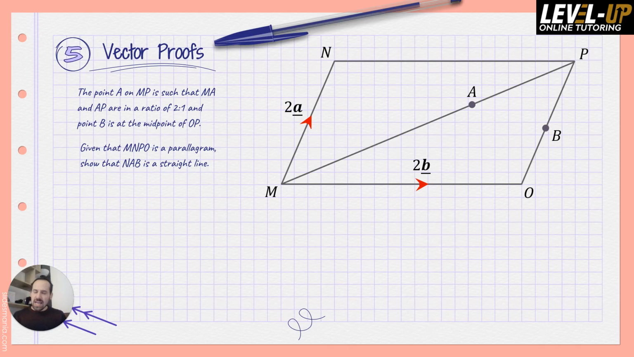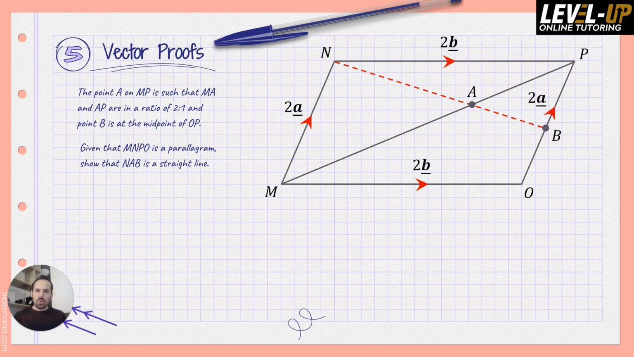So A is 2/3 of the way along from M to P. B is the midpoint of OP. And what we're trying to show is that this line here is a straight line, that there's no kink at A. It's purely a straight line. And we know what we need to do then. We need to show that NA and AB, or NB, are scalar multiples of one another. That's the end result, and that will prove this result. So how do we do that? We need to come up with some expression for these vectors.